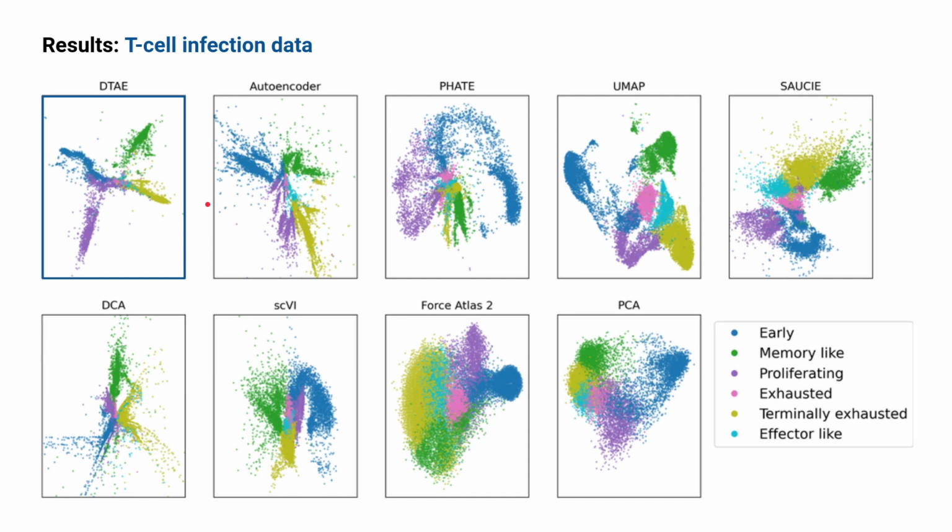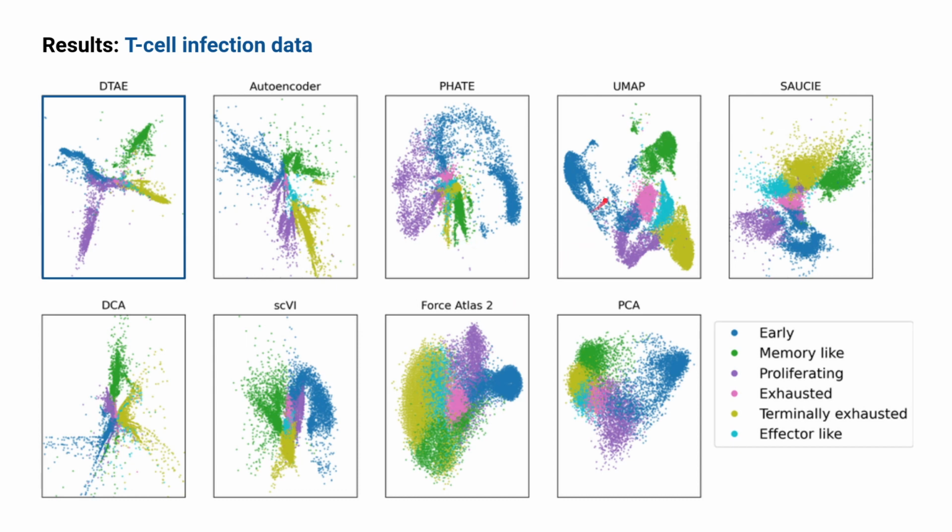Most methods have this path that is clear once you have the labels, but the branches are not cleanly separated. Memory-like cells and terminally exhausted cells are not really separated on PCA, on SOCI, and on Force Atlas 2. On FATE, they are also very hard to distinguish.